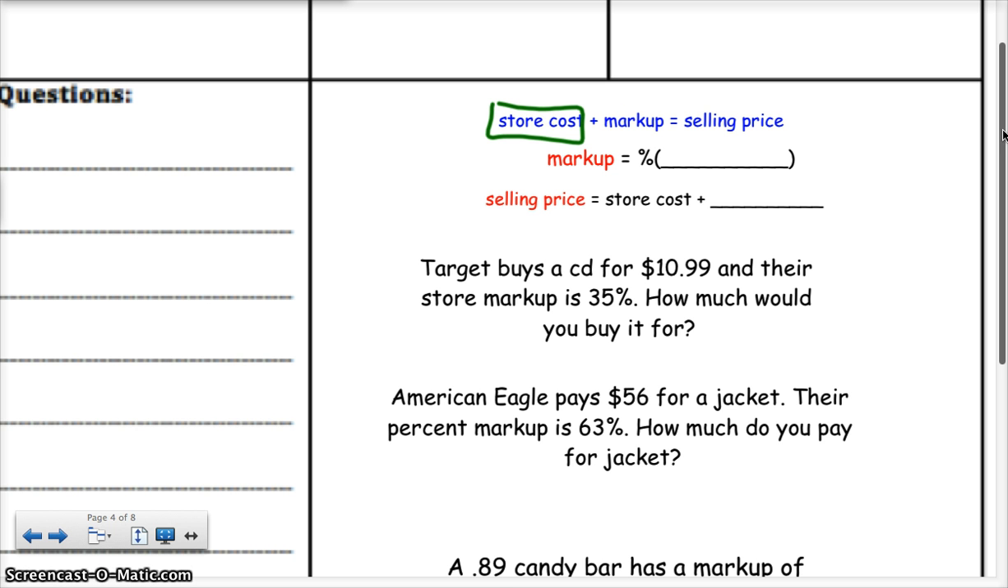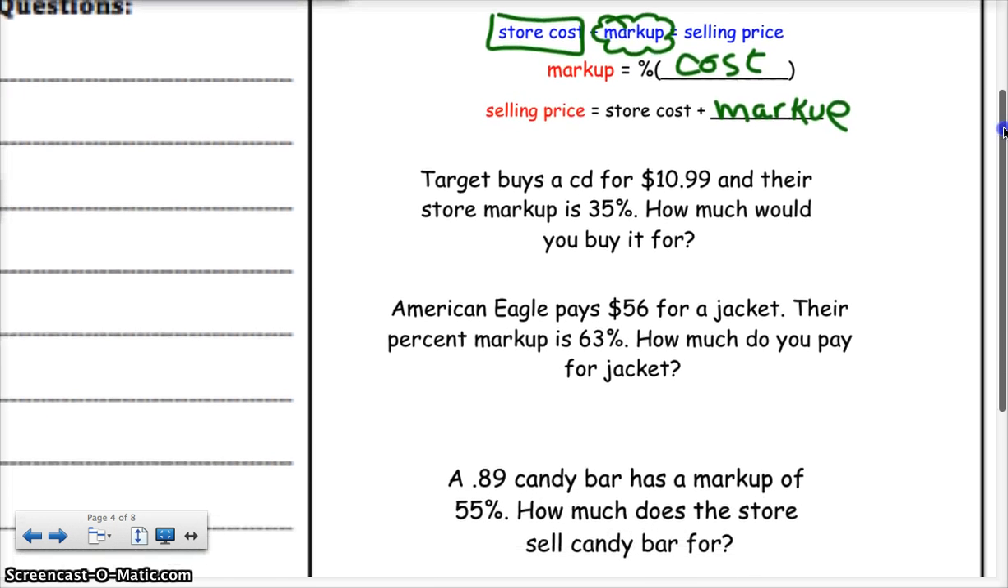And then they also need to bring in a little bit extra money to make sure that they are able to pay their bills, pay their employees, bring more product in, have money for more product to stock their shelves, and have a little money for profit. Markup again was the percent times their cost. And selling price is the store's cost plus their markup.